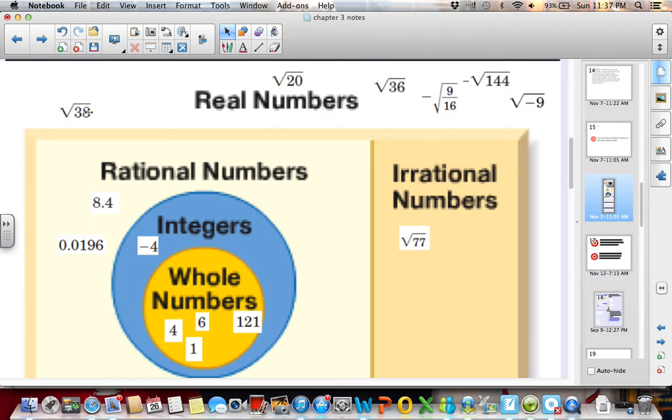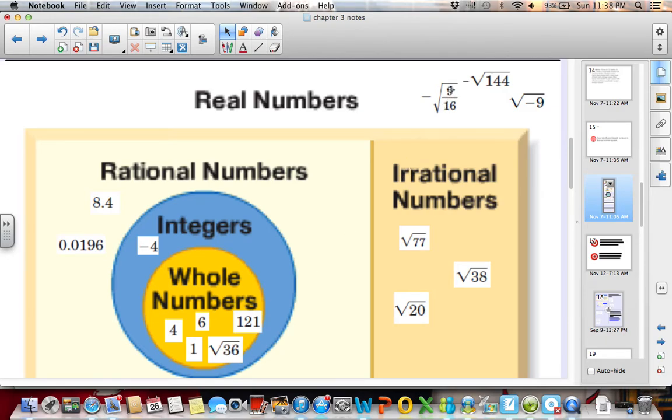Square root of 38, figure out what that is, 6.1644, going on and on and on forever. Square root of 20 is 4.472, going on forever. So square root of 20 is irrational. Square root of 36, well, we know that 36 is a perfect square, so square root of 36 is 6. So we would actually put this into our whole number category. Okay?